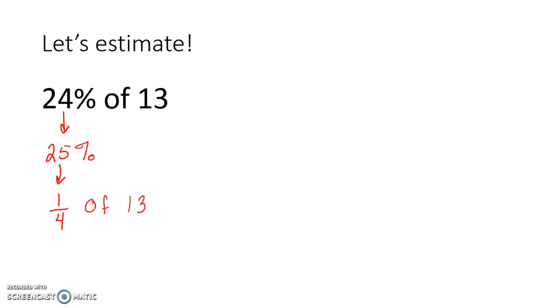But I can take that 13 and change it to a number that's close to 13 that I can divide by 4. For example, I might think 1/4 of 12, because I know that 12 divided by 4 is 3. So I can say 24% of 13 is about 3. It's not exactly 3, but it's pretty close to it.